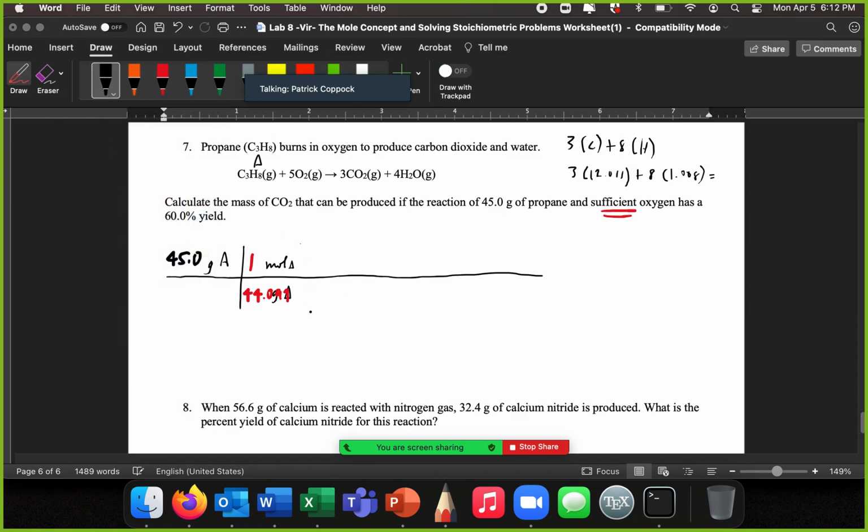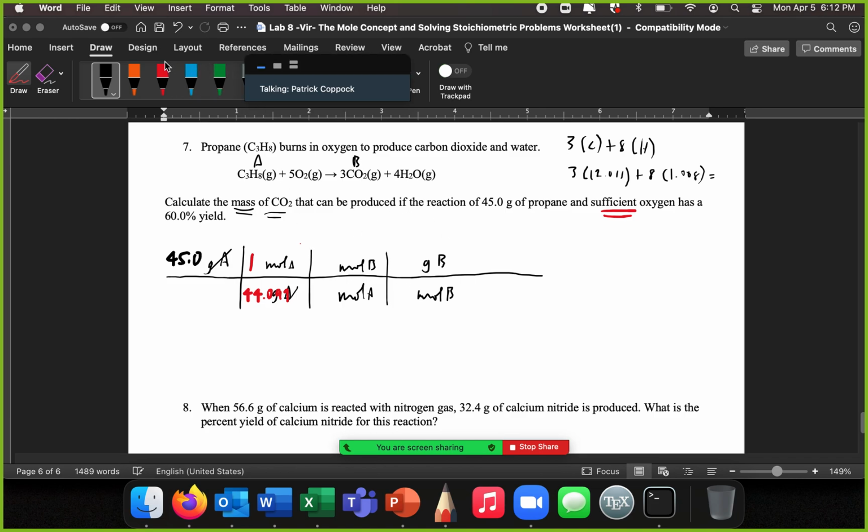Okay, and let's come back. So now we've crossed off grams of A, and we have moles of A. Now we need to convert moles of A, and we're asking about CO2, so let's call this B, because I don't want to write out CO2. I can convert moles of A to moles of B, and we're asking about a mass that's produced, so I'm going to have to convert moles of B to grams of B in order to get my mass.